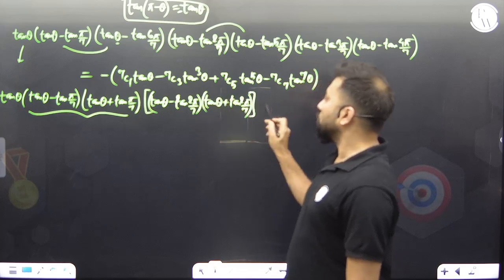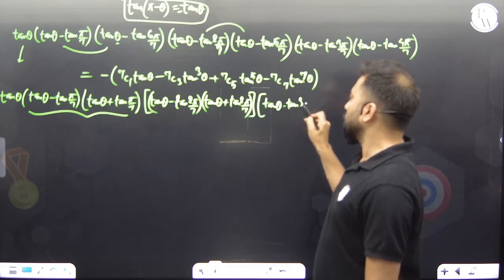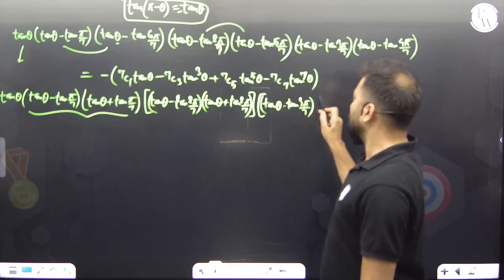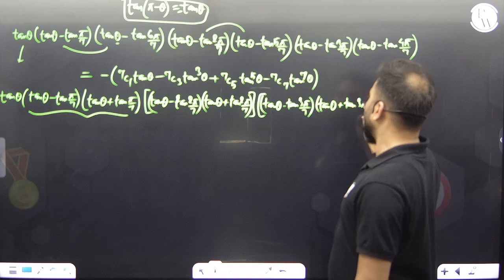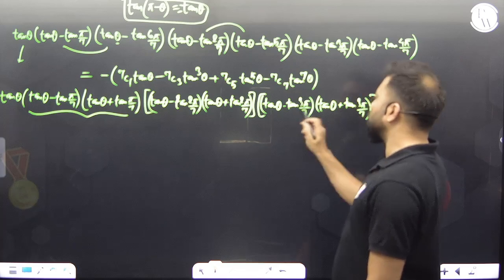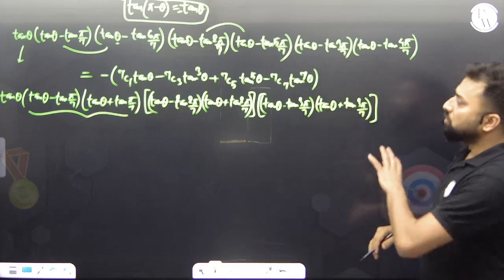Now similarly, the third pair will become tan theta minus tan 3π/7 into tan theta plus tan 3π/7. If I multiply these two terms, this will become tan²θ minus tan²(3π/7). So the left hand side is this one.